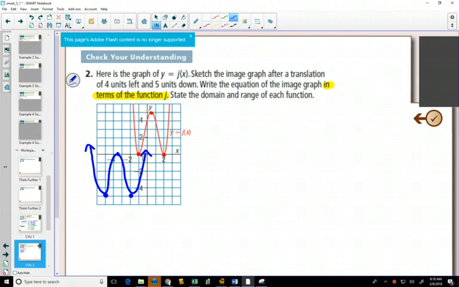If I want to write the equation, so an equation has an equal sign, of my image graph in terms of j, I know that I need to have my function j on the other side. 4 units to the left, inside or outside of the function? That will be inside of the function. And 5 units down, minus 5 after the function.